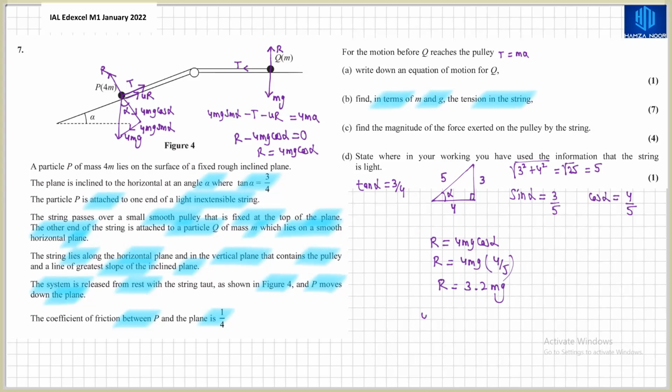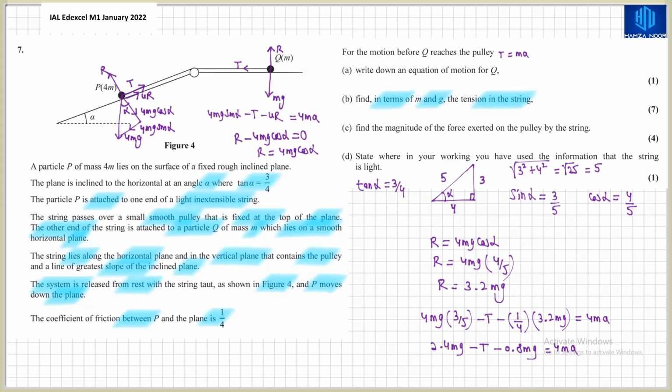All right. So 4mg sine alpha, meaning 4mg times 3 over 5, minus T minus mu R. And since the coefficient of friction is 1 over 4, in place of R we are going to write 3.2mg, and this will be equal to mass times acceleration, and the mass of the particle P is 4m. So it will be equal to 4ma. Therefore 2.4mg minus T minus 0.8mg is equal to 4ma.